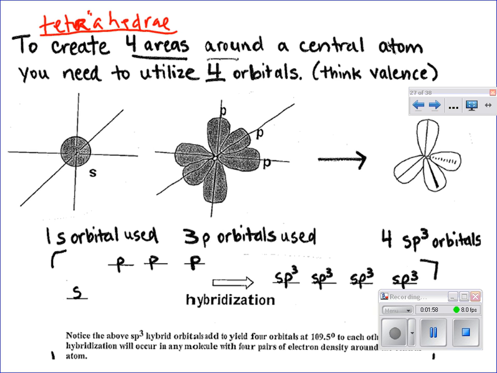All right. This is the tetrahedral electronic structure. And we know that if we're tetrahedral electronically, how many areas do we have around the central atom? 4 areas. I'm starting with this because it's the simplest. So if we have 4 areas around the central atom, we need to pull from 4 orbitals. When we bond, we pull from valence orbitals. What are our valence orbitals? S and 3 P's, right?